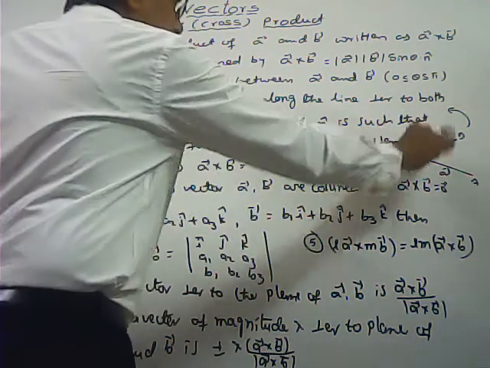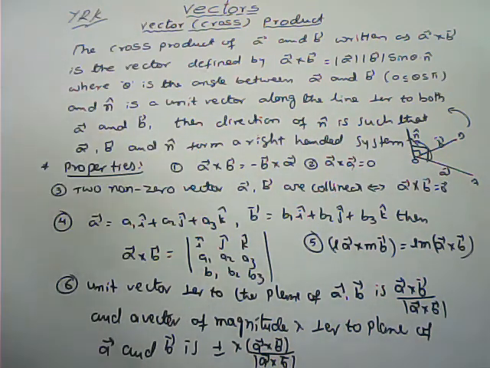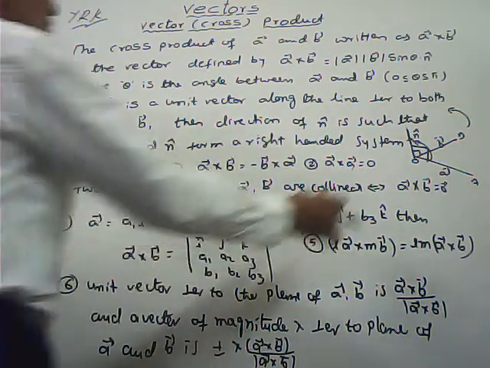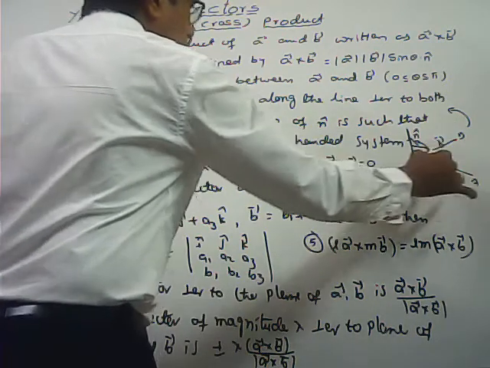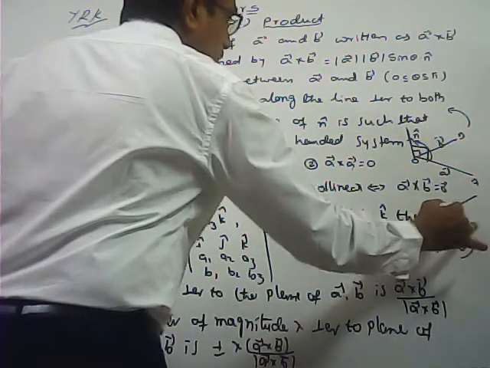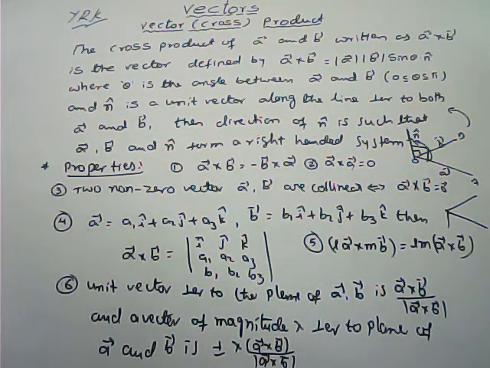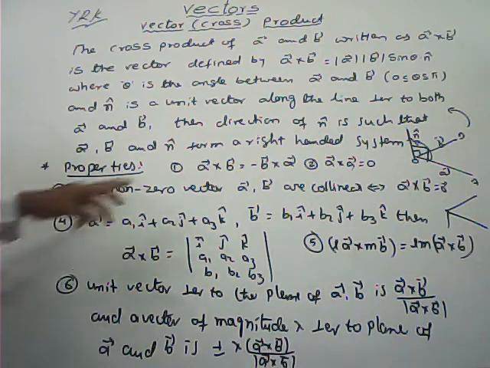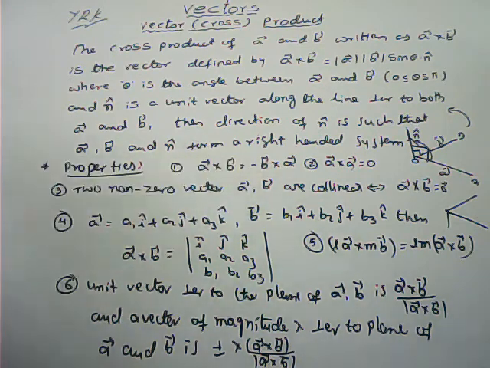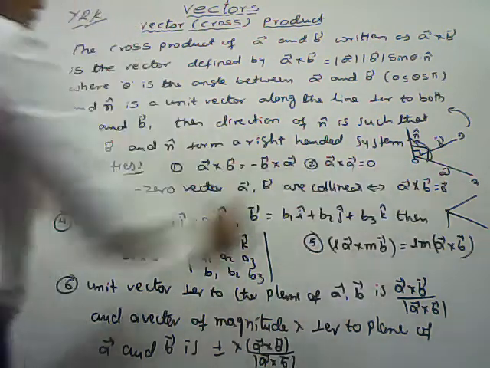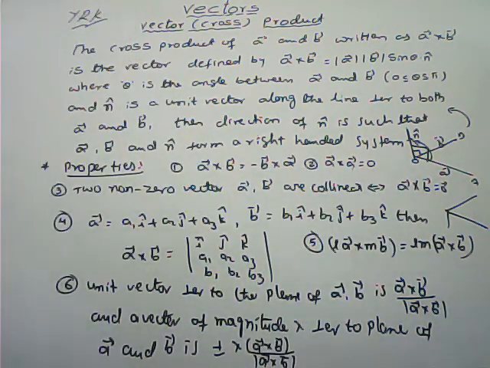See, if I take the other direction, this is the right-handed system. If I take the clockwise direction, then that one becomes negative. So here A bar cross B bar we can write as minus B bar cross A bar. The anti-clockwise direction is positive. In the clockwise direction we can take a negative only, minus n cap. So A bar cross B bar is equal to minus B bar cross A bar.